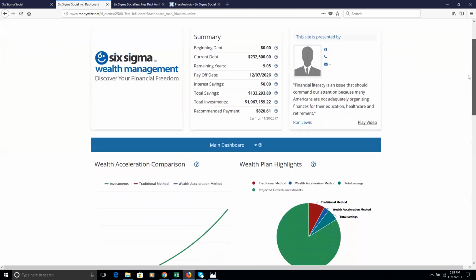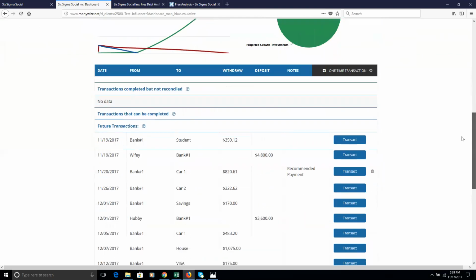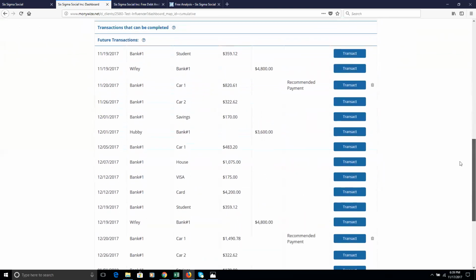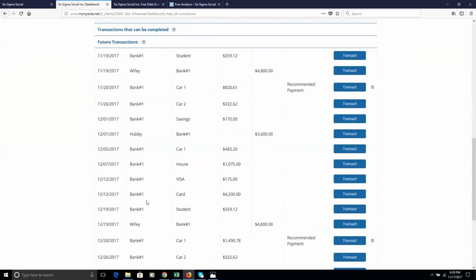Again, it's mathematics, okay? And here's how the software works. It looks at the transactions that are about to happen. And can you see here it's saying, okay, we recognize we got a student loan payment. We recognize we got the wife's salary coming in on the 19th. And it's actually making a recommendation, pay a lump sum off car number 1.